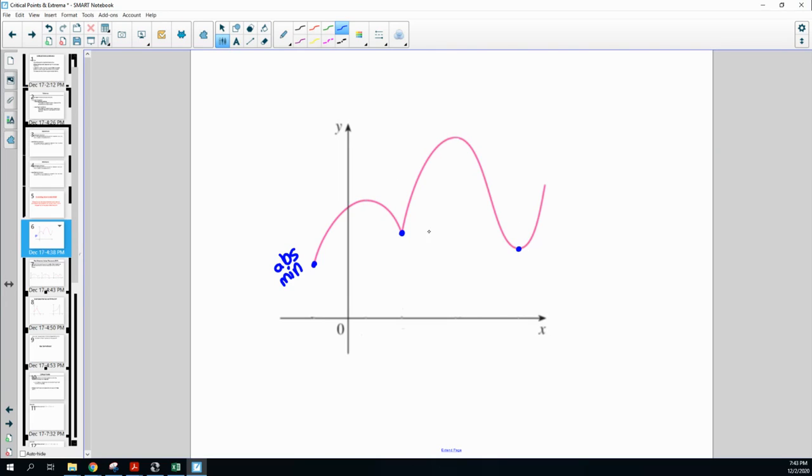Now the other points that I labeled here, they're both low points in relation to where they are. If I look at this point in the middle, to the left of it and to the right of it, everything is higher. So this would be a local min because it is the lowest point within this particular interval, right around here. Same thing goes for this point over here. It is a low point, but it's not the lowest point on the graph. But in this vicinity over here, it is the lowest. So this would be a local minimum.